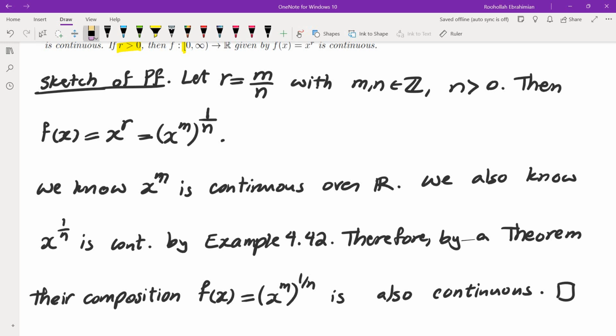And the other part is also similar, the part about when r is positive, because the only obstacle is x to the m being continuous. And x to the m is continuous because when r is positive, m is also positive, and x to the m is always continuous as long as you do not have 0 in the denominator. And since m is positive, there's not going to be any denominators.